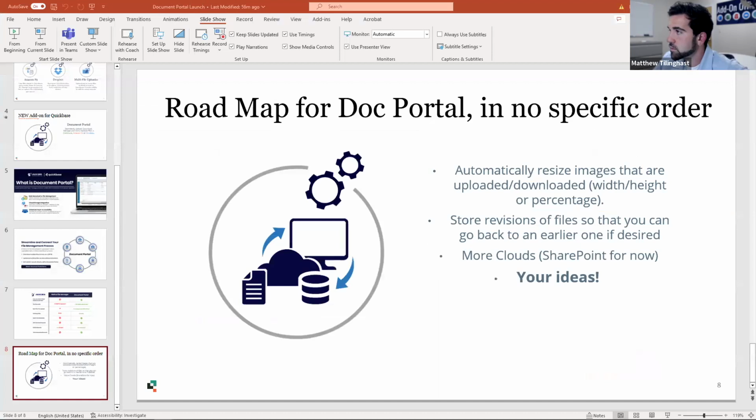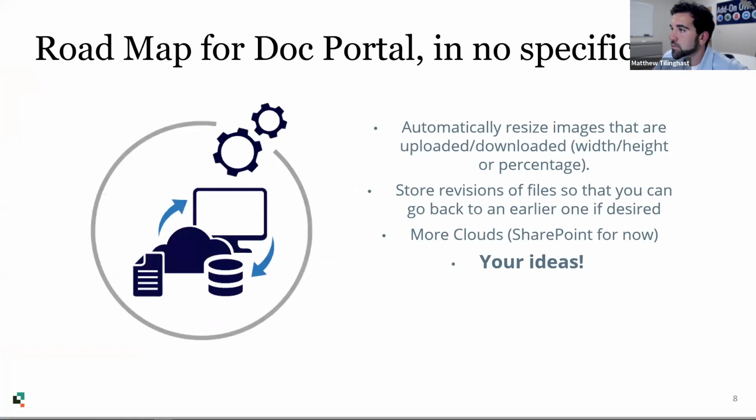And we'll close this out and hide that. I'm not sure if you guys can see that, but just the current roadmap, in no specific order, we are looking to add a few new features into this. We want to be able to automatically resize these images that are uploaded or downloaded with a height, width, or percentage, so aspect ratio. Store the revisions of the file so that you can go back to an earlier one if you desire, and be able to upload to more clouds. SharePoint is the one that we're specifically targeting for now.